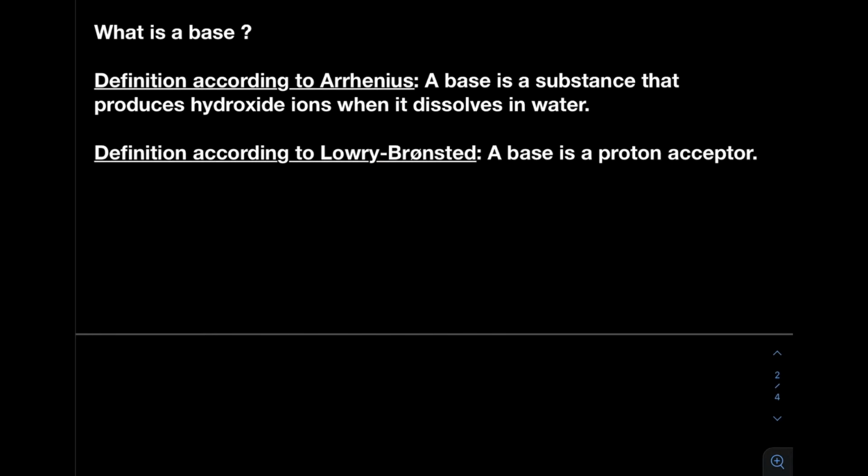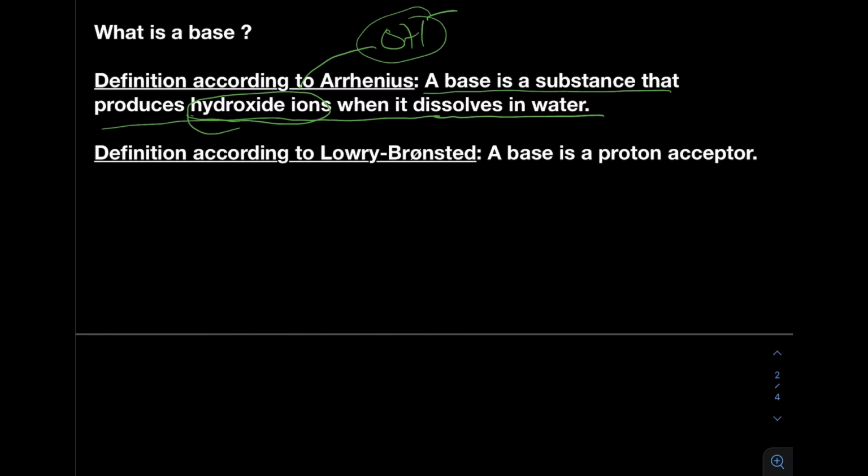All right, let's talk about the base now. What is a base? We have two ways to define it. We define it according to Arrhenius, and we also define it according to Lowry and Bronsted, just like an acid. Now, according to Arrhenius, a base is a substance that produces the hydroxide ion when dissolved in water. When you dissolve a base in water, it will produce the what? The hydroxide ion. The hydroxide ion is OH minus. So whenever you react any substance in water and it produces the hydroxide ion, that's a base.